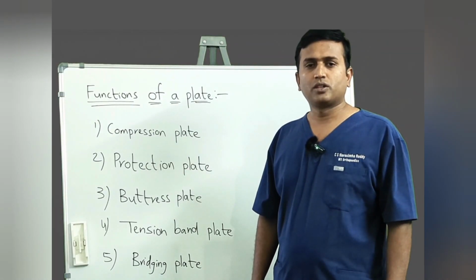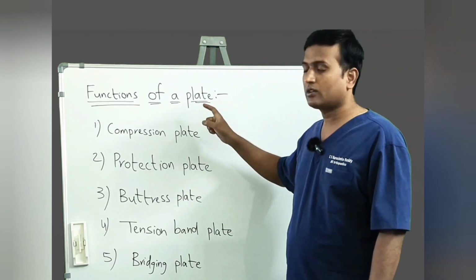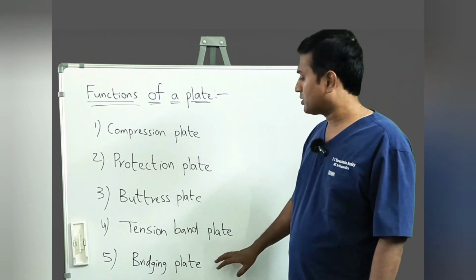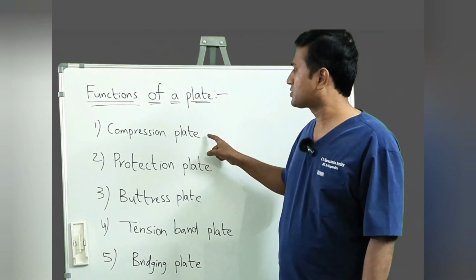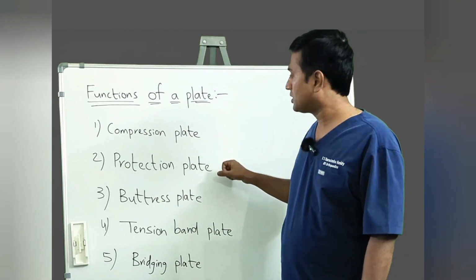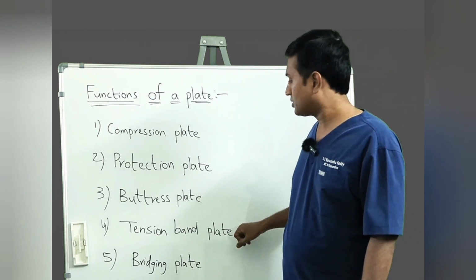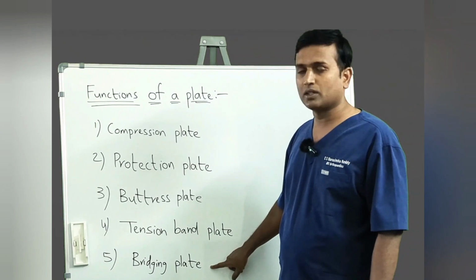So friends, today we are going to discuss the topic functions of a plate. There are about five different functions of a plate. The first one is compression plate, the second one is protection plate, the third one is buttress plate, the fourth one is tension band plate, and the fifth one is bridging plate.